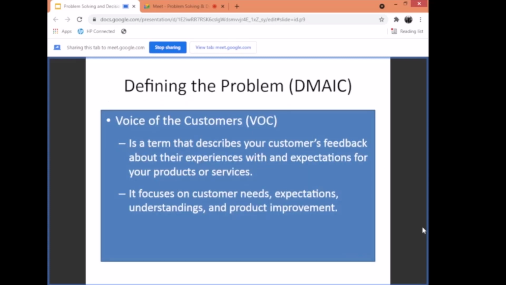So part of the DMAIC is the voice of the customer. One of them is a term that describes your customer's feedback. Because bottom line, it's still the customer. Always the customer, whether you are profit-oriented or service-oriented. You are serving the customer. You are selling products to customers. So very important is the customer, because without the customer, your company will not exist. Who's going to buy your products? Who's going to avail of your services? Right?